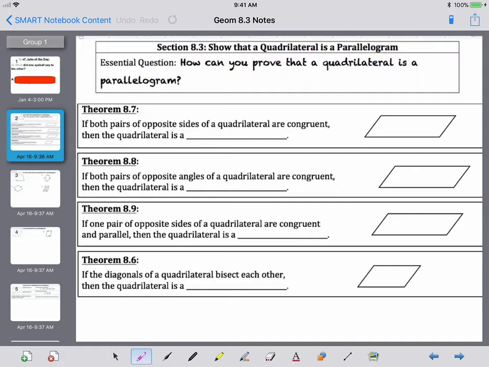The four theorems that we have in this lesson are actually the converse of those four theorems that we learned in lesson 8.2. Our first theorem tells us that if both pairs of opposite sides in a quadrilateral are congruent, then the quadrilateral is a parallelogram. So if you can prove that this side and this side are the same length, and then these two sides are the same length, then it would be true that that quadrilateral is in fact a parallelogram.